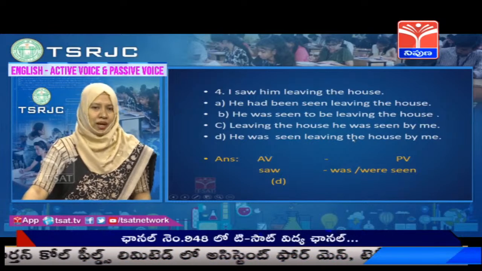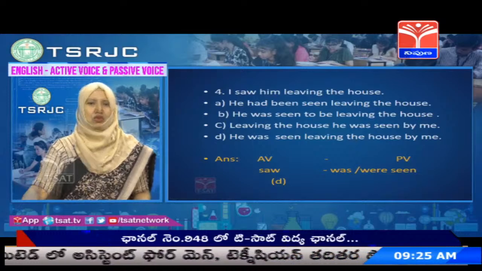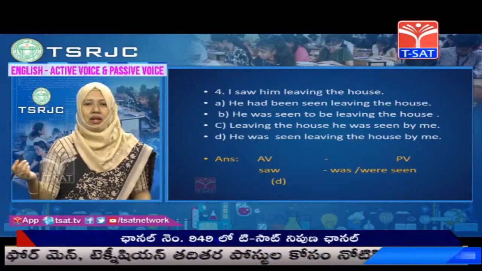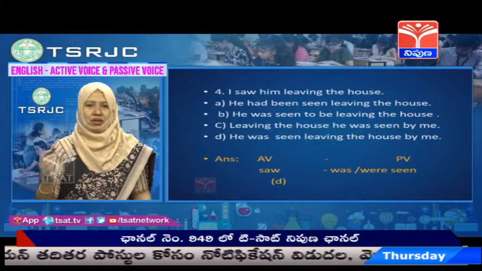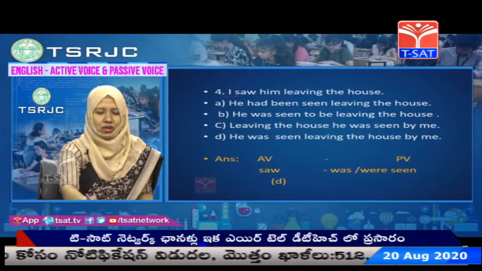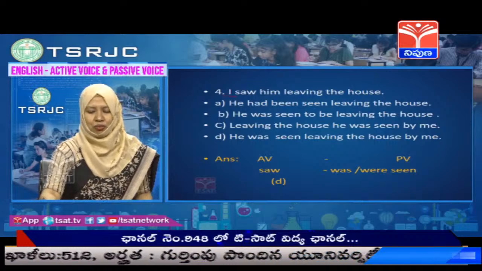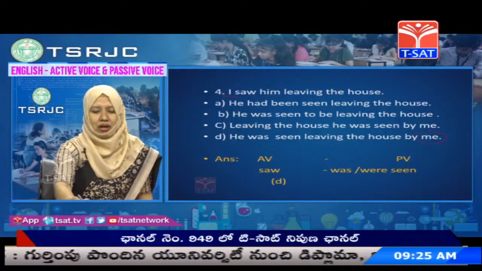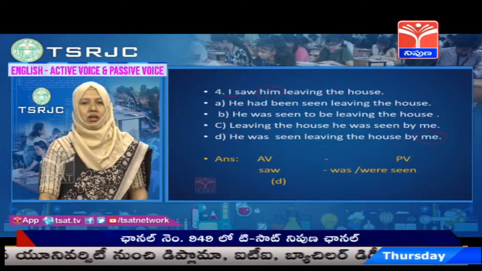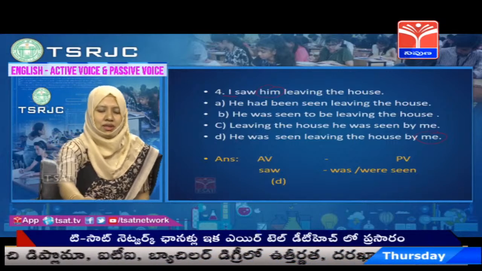So, how will you change into passive voice? I will change to me and him will change to he. Remember the pronouns, change of pronouns. I will change to me, and him will change to he. So, now the verb is saw.